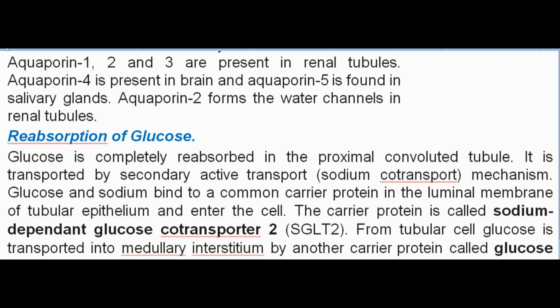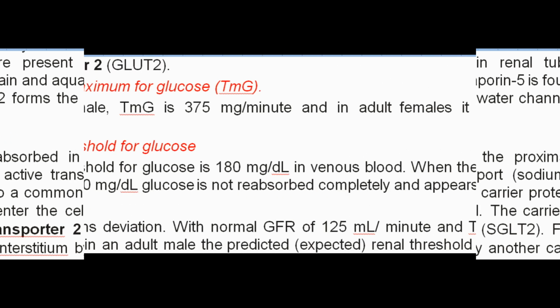Reabsorption of glucose. Glucose is completely reabsorbed in the proximal convoluted tubule. It is transported by secondary active transport, sodium cotransport, mechanism. Glucose and sodium bind to a common carrier protein in the luminal membrane of tubular epithelium and enter the cell. The carrier protein is called sodium-dependent glucose cotransporter 2, SGLT2. From tubular cell, glucose is transported into medullary interstitium by another carrier protein called glucose transporter 2, GLUT2.